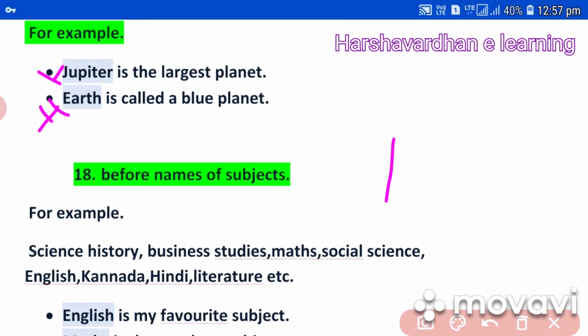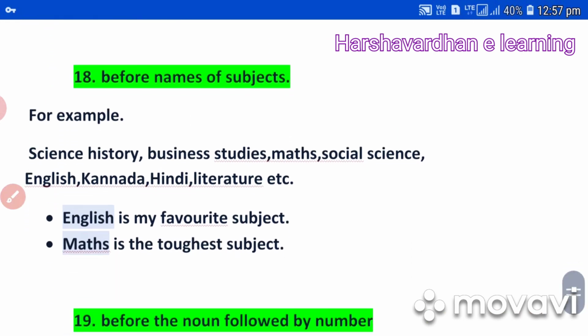Next, 18th one, before names of subjects. Before names of subjects, you don't use any article. For example, science, history, business studies, maths, social science, English, Kannada, Hindi, literature, etc. One more: English is my favorite subject. Maths is the toughest subject here. I haven't used any article before names of subjects.